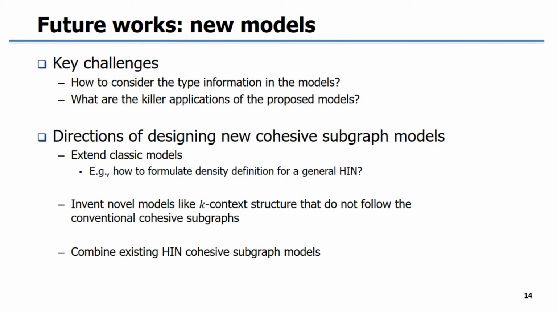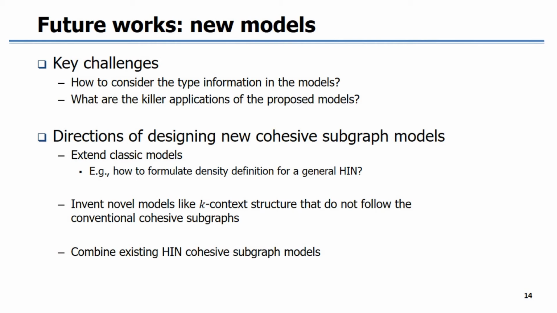The first direction is to extend the classic cohesive subgraph models that were developed for homogeneous networks. A potential research direction is to formulate new cohesive subgraph models based on the HIN connectivity and density, as these have not been comprehensively studied yet. The key challenge of the formulation is how to develop sound definitions of connectivity and density in HINs so that they benefit certain real applications.